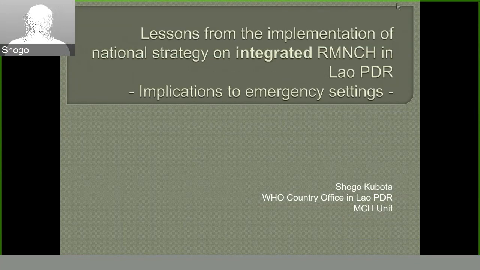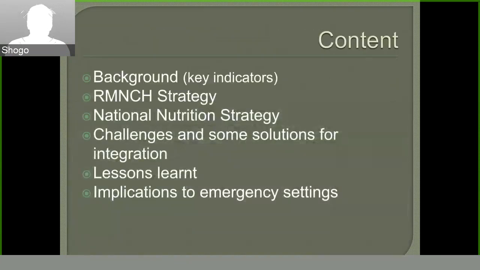Okay, since you read the title already, next slide, please. So today I will talk about some of the key indicators in Lao PDR, and also the national strategy on RM and CH, the national nutrition strategy, challenges and some solutions for the integration of nutrition into RM and CH, and lessons learned, and hopefully some implications for emergency settings.